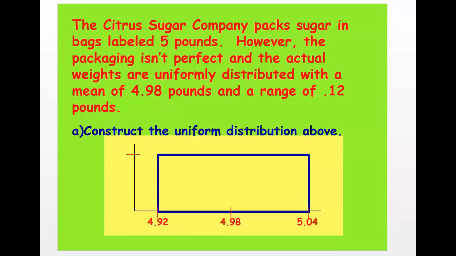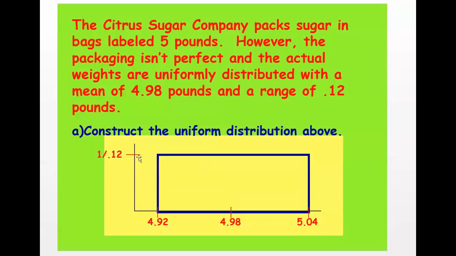Now, the only thing we're missing in our rectangle is the height of it. Keep in mind the area of this particular rectangle has to be 1. And since we know the range, we can fill in the height as 1 divided by 0.12. Now, I realize we could type that in a calculator and get a number, but I want you to understand that it's 1 divided by the range to figure out the height of the uniform distribution.